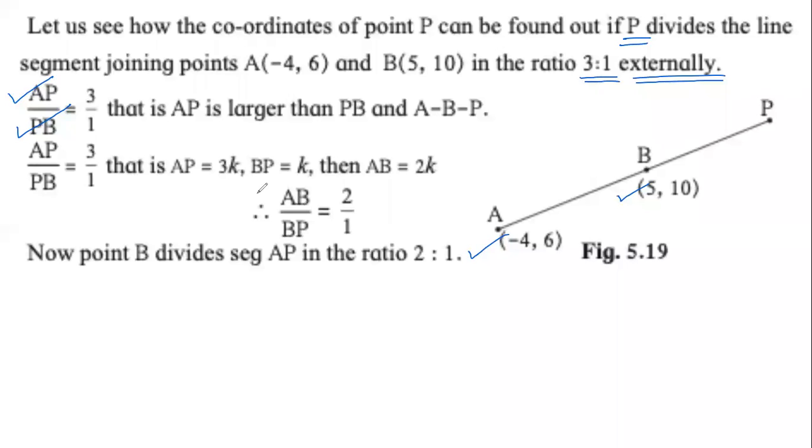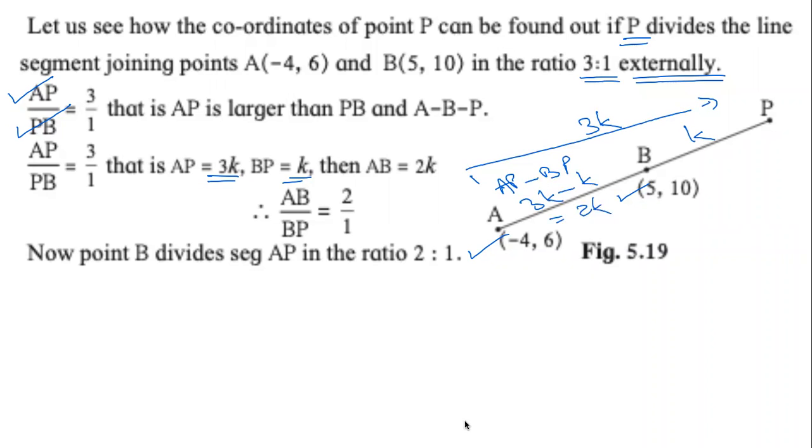So if we take the entire AP as 3K and we take BP as K, we can take X and Y also, but we use X and Y for the coordinates. That is why we are taking K, and this is 3K. Clearly, AB will be AP minus BP, which is 3K minus K, which is 2K. This is what is not written in the textbook. AB equals to AP minus BP, which is 3K minus K equals to 2K.